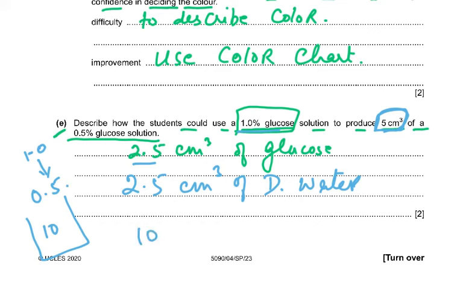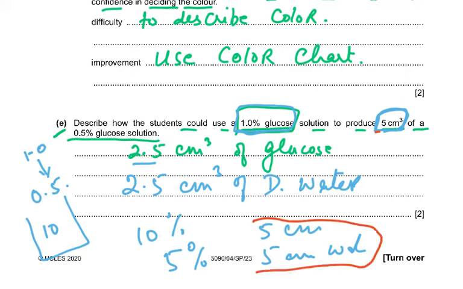Like if you had a 10% solution and you took 5 cm cube of 10% and then added 5 cm cube of water, this would become 5%. But you had a 1% solution, so when the 1% solution needs to be halved, you take equal amounts. You take 2.5 cm cube of glucose and add 2.5 cm cube of distilled water. But if I had said make a total volume of 10 cm cube, then you would have taken 5 cm cube of 10% and added 5 cm cube of water, and from 10% it would have become 5%.